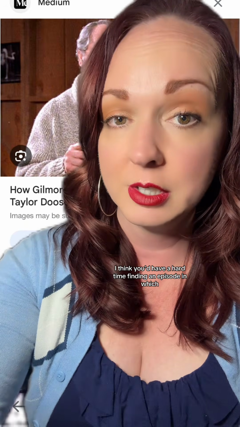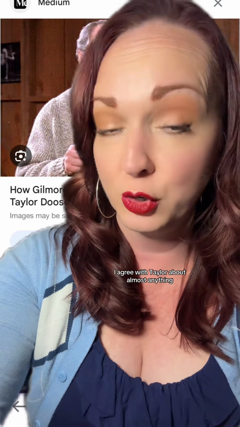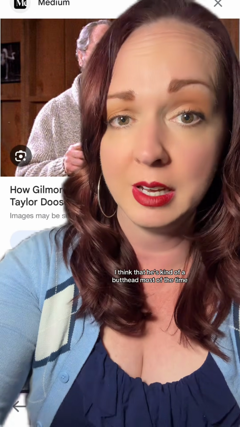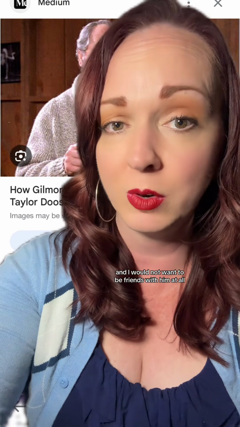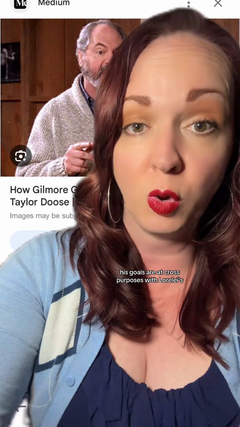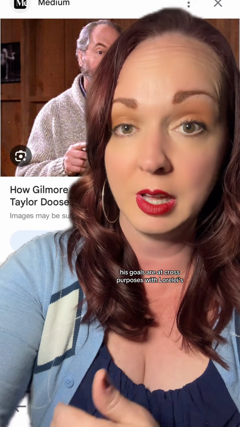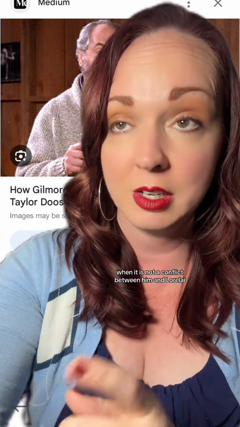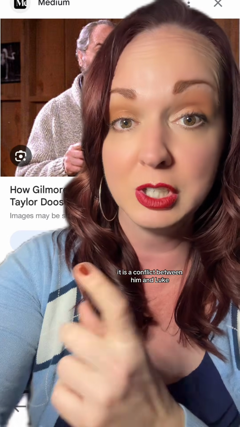I think you'd have a hard time finding an episode in which I agree with Taylor about almost anything. I think that he's kind of a butthead most of the time, and I would not want to be friends with him at all. But he's not a villain. He's an antagonist. His goals are at cross purposes with Lorelai's, putting them in conflict. And when it is not a conflict between him and Lorelai, it is a conflict between him and Luke.